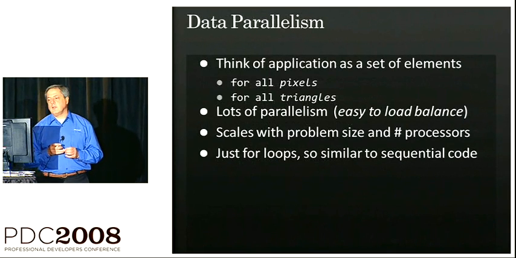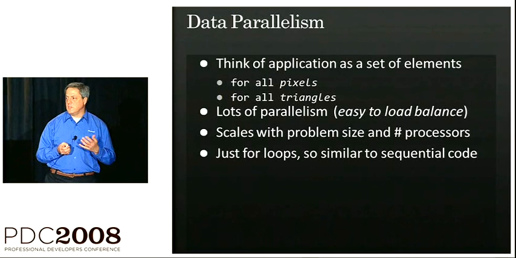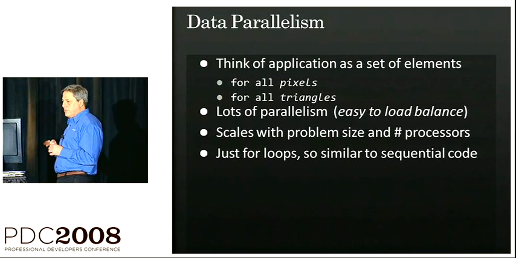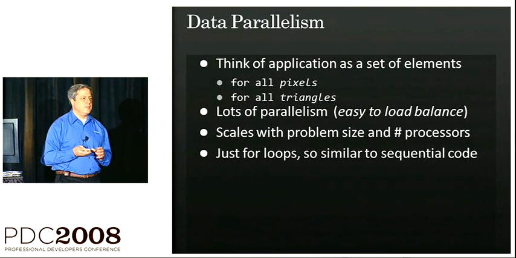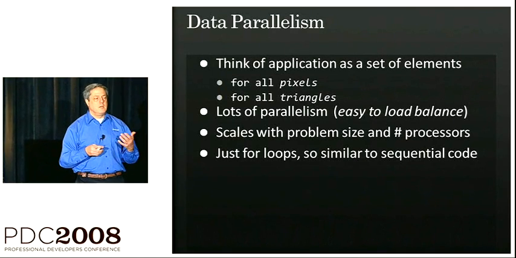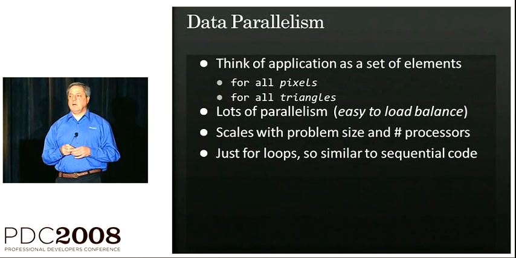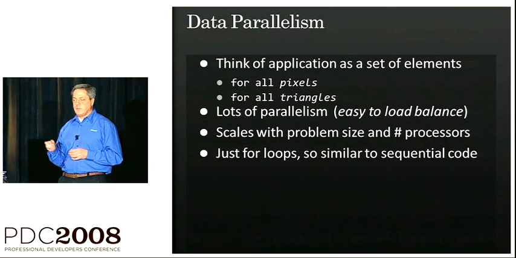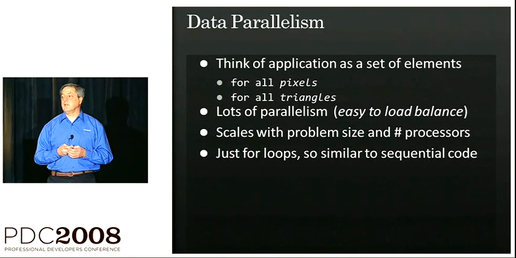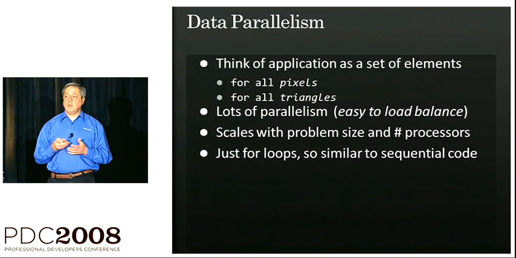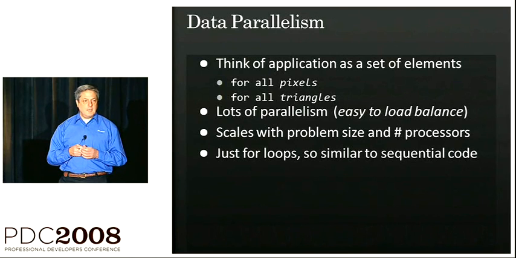So in data parallelism, here we think of applications not in terms of the jobs they do, but in terms of the elements they work on. So if I have a graphics problem that I'm trying to do, I may think of all the pixels that I want to render. So regardless of what type of pixel it is, I'm doing a thread per pixel. I may also think of the number of triangles, for example, in a 3D model. So again, regardless of the type of triangle it is, I have a loop of some sort, which is simply executing over all the triangles in the application.